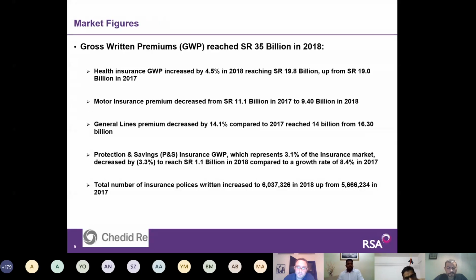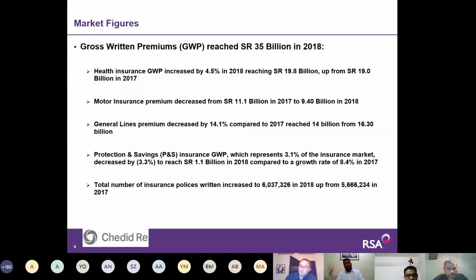So let's move on to the next slide, which will give you a more detailed look into the market figures of KSA. As you can see, the gross written premiums of the KSA market reached Saudi Riyal 35 billion in 2018. As I told you earlier, the 2019 data is still not available, so we'll be comparing the data based on the available 2018 reports. Health insurance gross written premium increased by 4.5% in 2018, reaching Saudi Riyal 19.8 billion, up from Saudi Riyal 19 billion in 2017. Motor insurance premium decreased from Saudi Riyal 11.1 billion in 2017 to 9.4 billion in 2018.